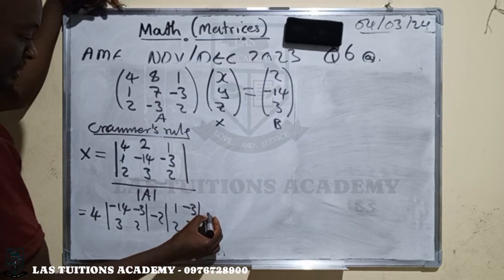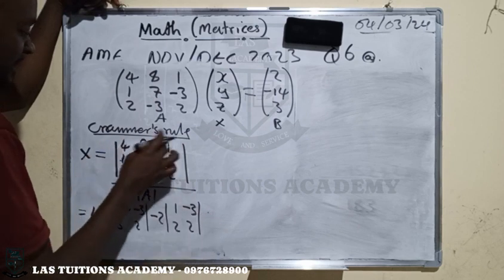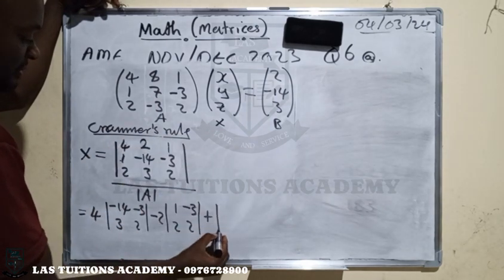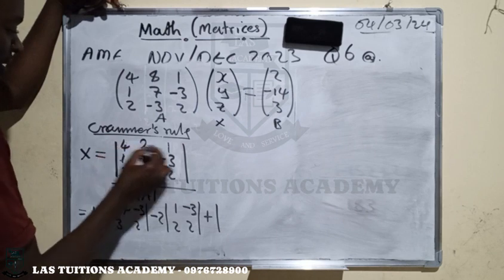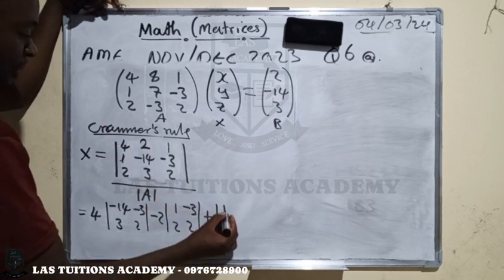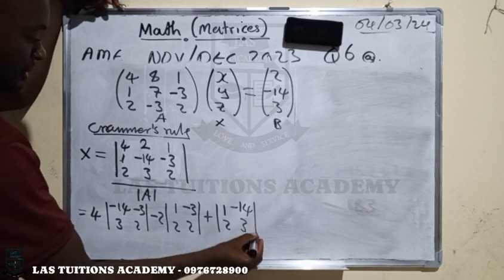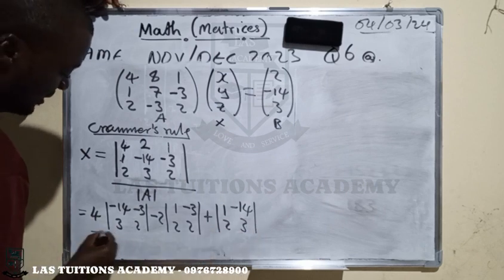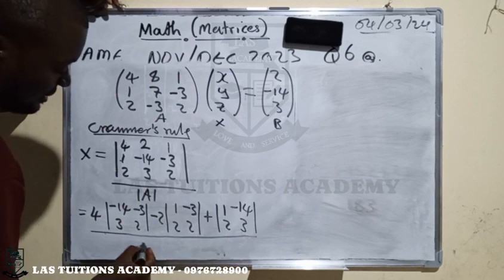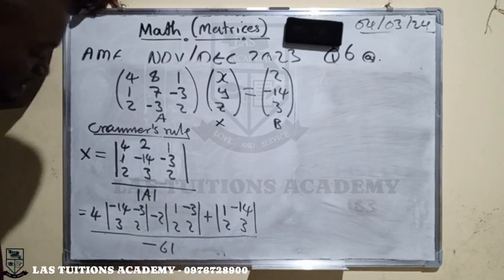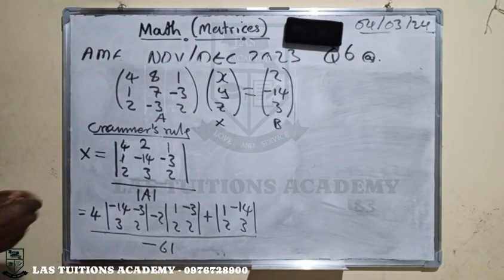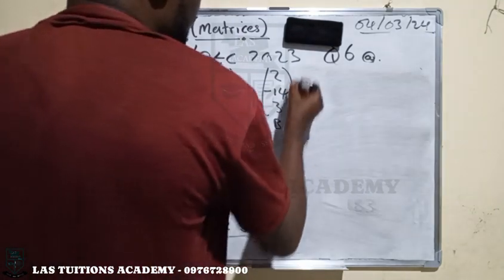So this is plus, minus, plus, so plus is the position sign there. We're looking at this and that. So we have 1, negative 14, 2, 3. This is what we have, everything here over negative 61.